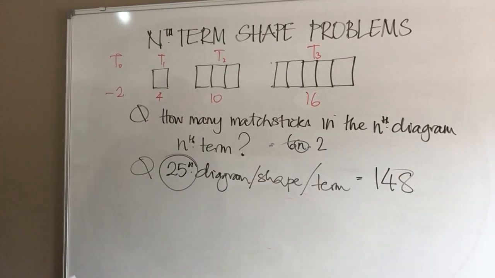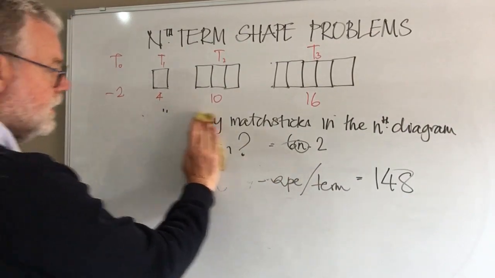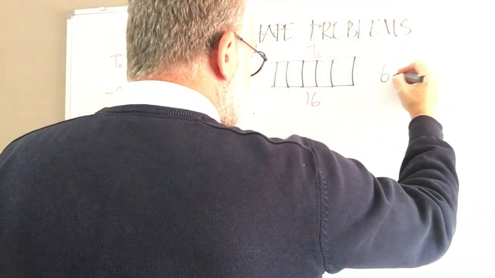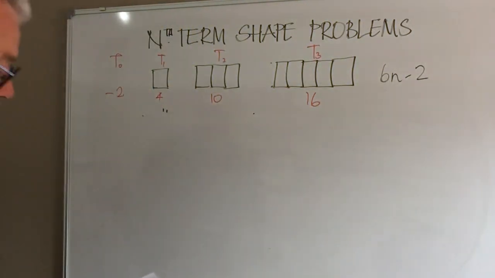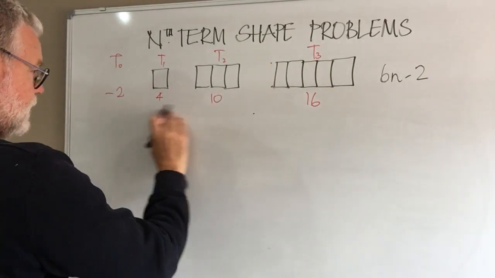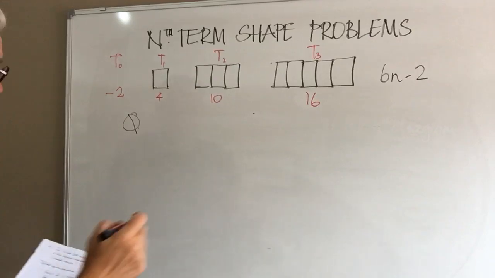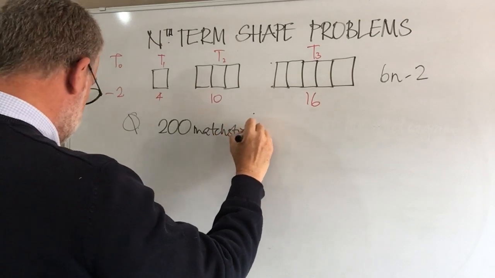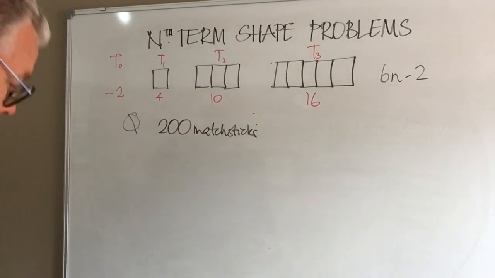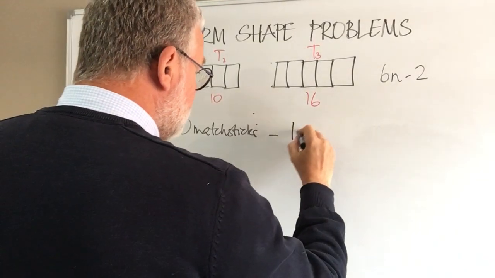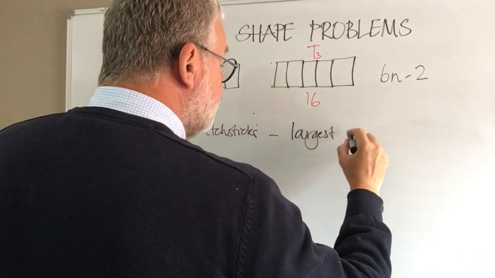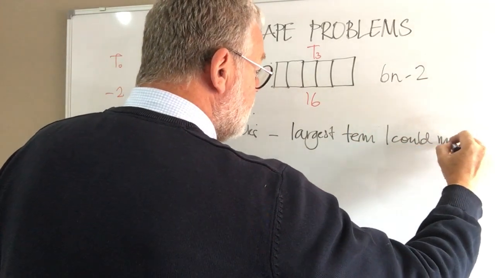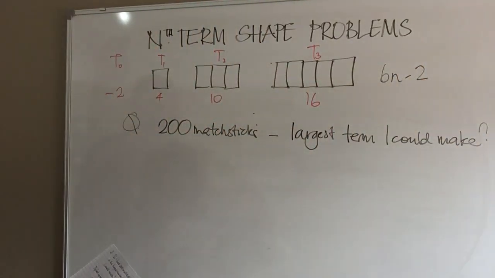Okay, and then the final type of question that we've got here. Let's remember 6n minus 2, and keep that in the back of our minds at the moment. The type of question that we would be facing is: if I had 200 matchsticks, what's the largest number of diagrams, or the largest term, that I could create? The largest term that I could make. What would that be if I had 200 matchsticks?